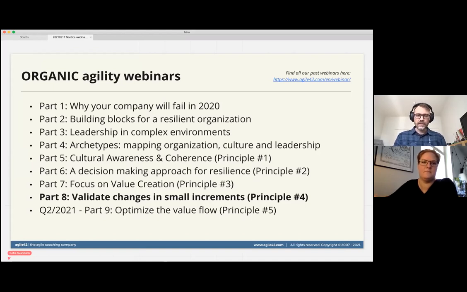And then we have a part 9 coming up. The date has not been set yet, but it's going to happen. It's about optimizing the value flow. And that's going to happen still in spring. So stay tuned for that.